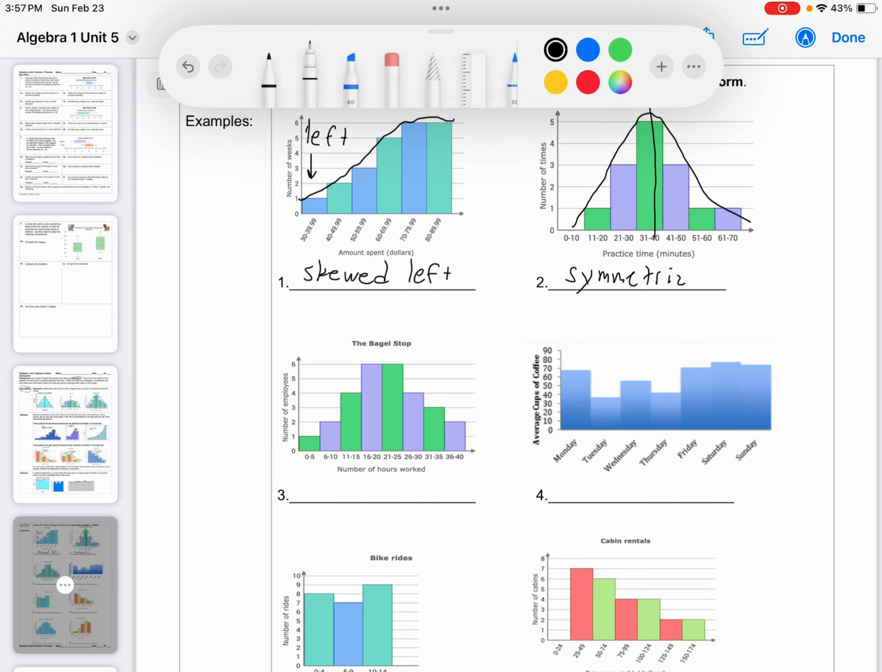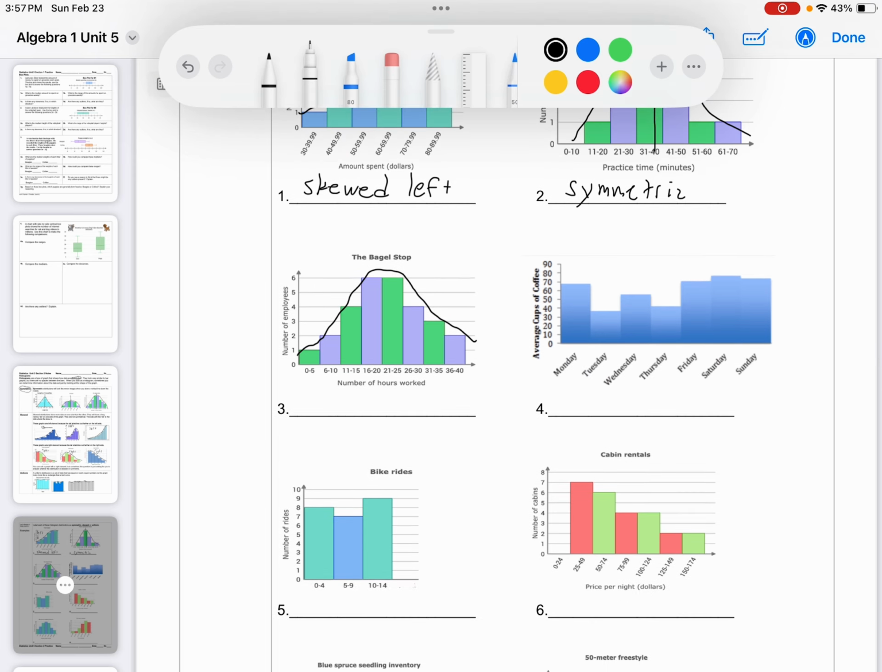And then let's look at this one here. Again, we start at the bottom, it goes up kind of in the middle, and then it goes back down as we go to the right. So this one, again, I would say is pretty symmetric. It looks pretty much the same on both sides of the middle. So I'd say this is symmetric.